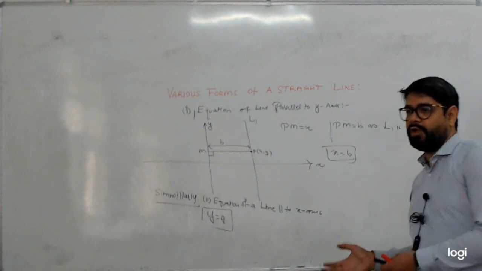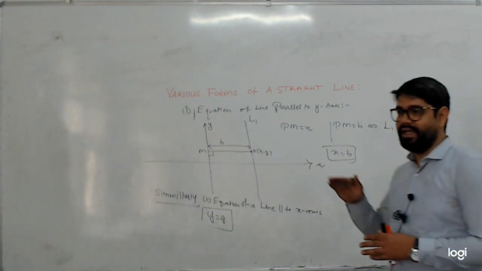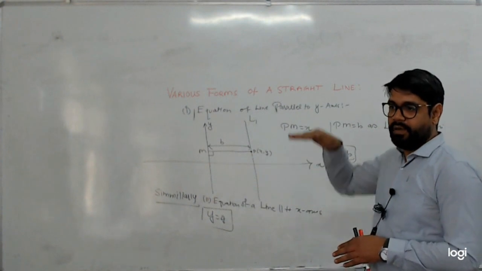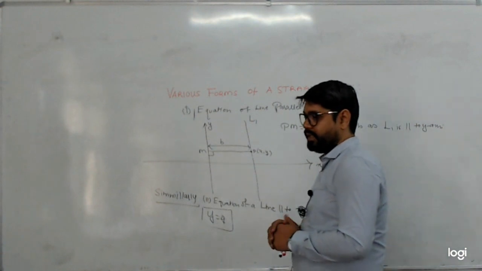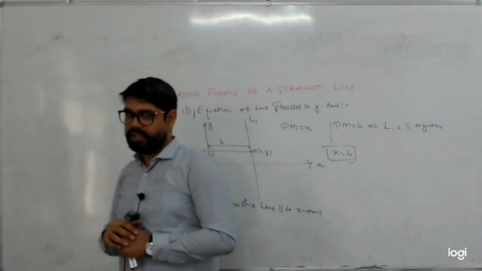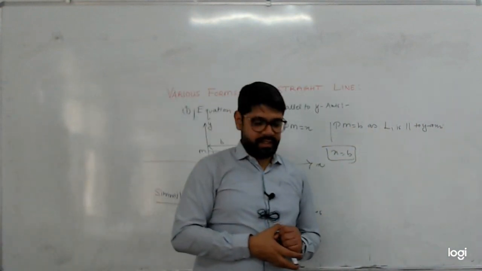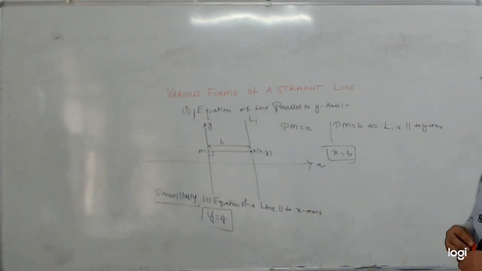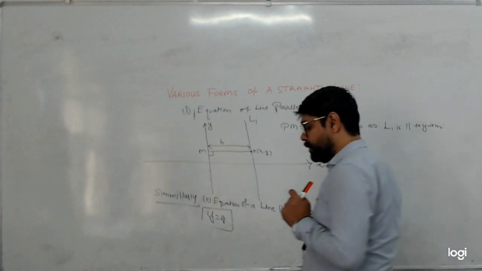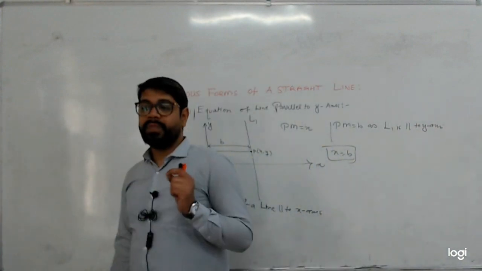This a will be positive or negative according to whether the line lies above the x-axis or below the x-axis. तो आई होप ये दोनों फॉर्म्स क्लियर हैं, यानी कि अगर कोई भी स्ट्रेट लाइन है जो पैरेलल है y एक्सिस के, तो उसकी इक्वेशन क्या होगी, x इज इक्वल टू सम कांस्टेंट से b टाइप की, वेयर b इज द डिस्टेंस ऑफ द लाइन फ्रॉम द y एक्सिस.